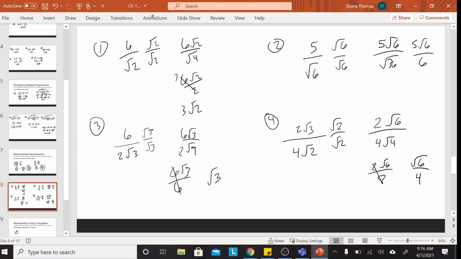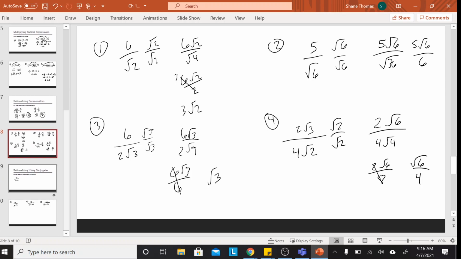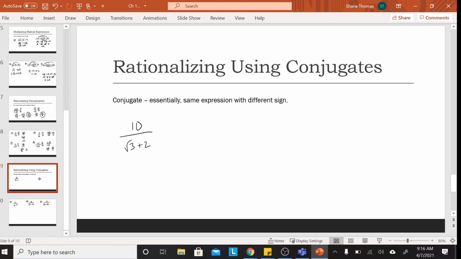Last thing of the day. It pairs right with this. What happens if I have more than just one term on the bottom of my fraction? What happens if I have something like this, 10 over root 3 plus 2? Then we have to use something called the conjugates. The conjugates are essentially the same expression with a different sign. Okay, same expression with a different sign. You'll see that here in a second. And this is how I simplify and get the square root out of the bottom of a fraction if there are multiple terms in the fraction.